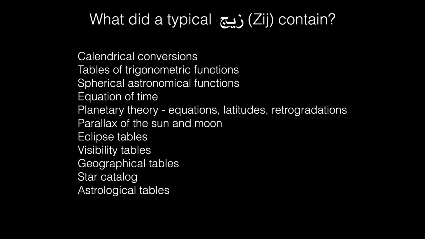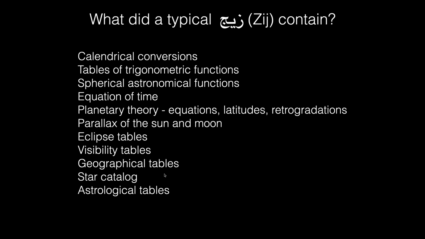And in fact, a typical Zij has everything from calendrical conversions to geographical tables, a star catalog, and indeed astrological tables. It had planetary theory, it had the equation of time, it had trigonometry, it had all of these things in it. So these were substantial books, sort of hundreds of pages long, and were maintained in libraries.